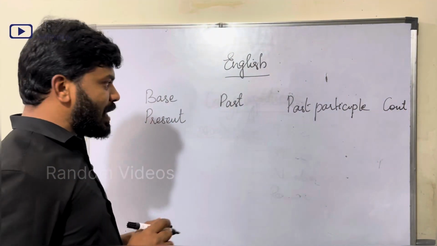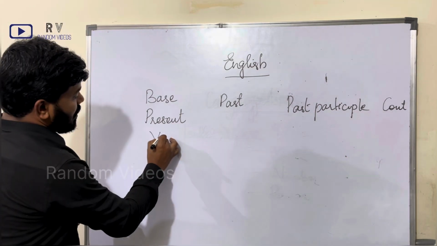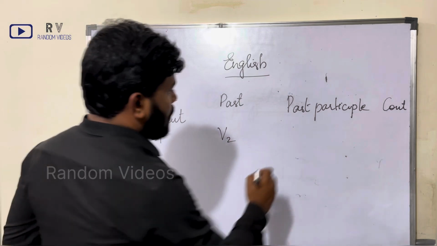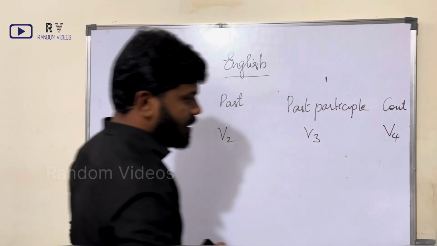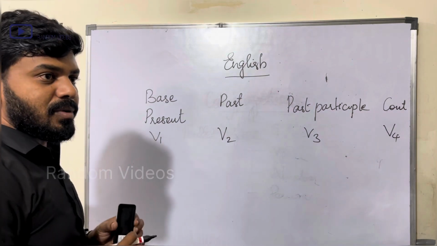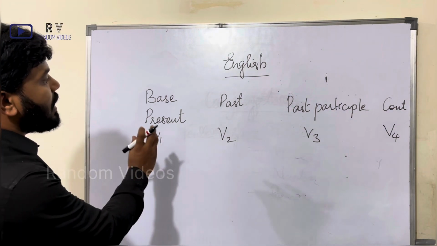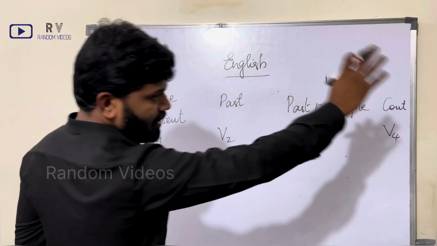I told you in the video, for our reference, we will take this way: verb form 1, verb form 2, verb form 3, and verb form 4. Now, we are going to take certain verbs and we are going to arrange them into base form, past form, past participle form, and continuous form.